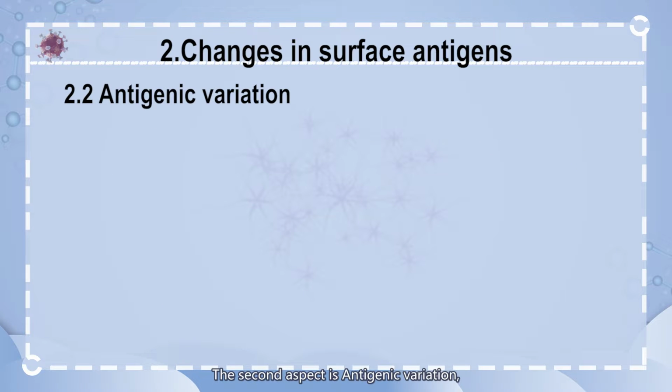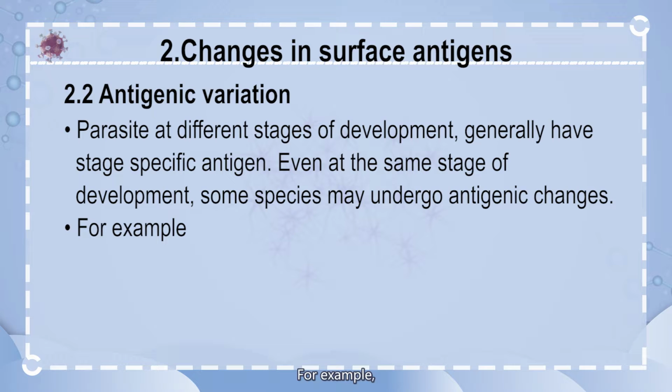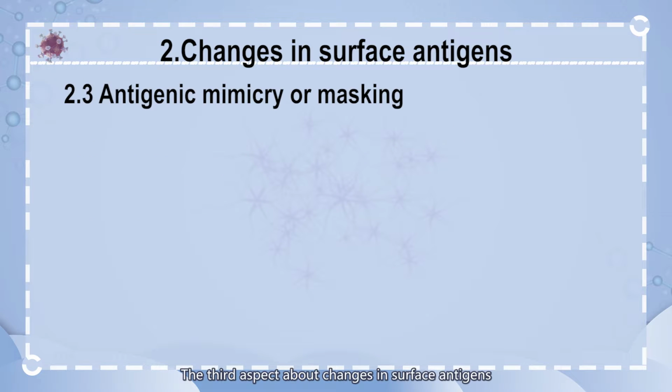The second aspect is antigenic variation. Parasites at different stages of development generally have stage-specific antigens. Even at the same stage of development, some species may undergo antigenic changes. For example, the glycoprotein antigen on the surface of trypanosoma can be constantly updated to avoid immune attack by the host.